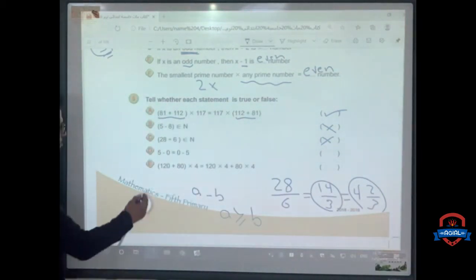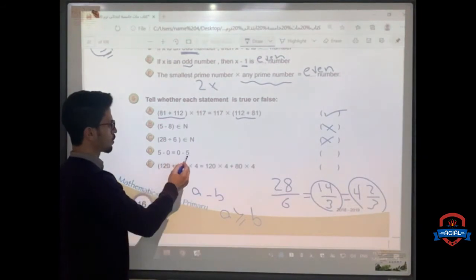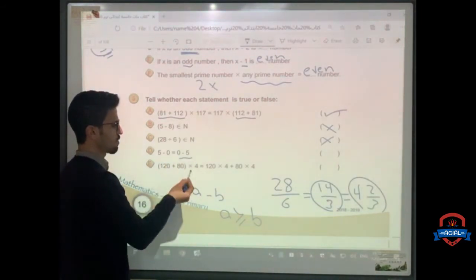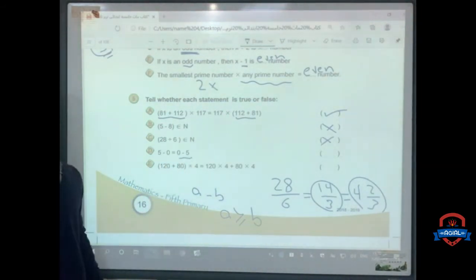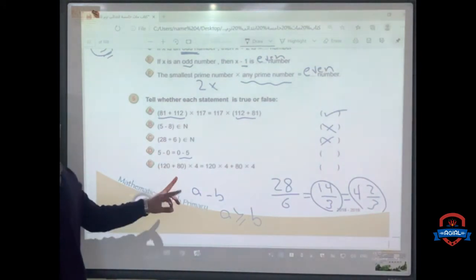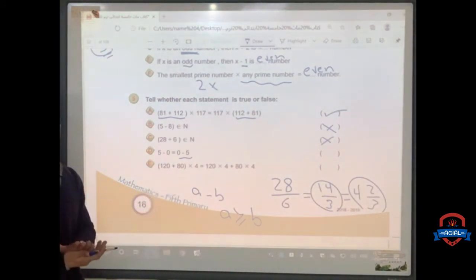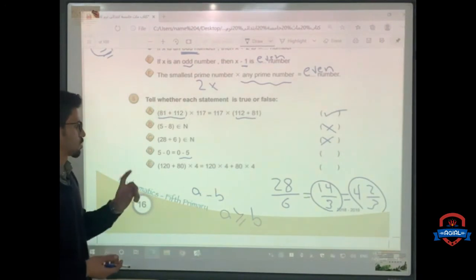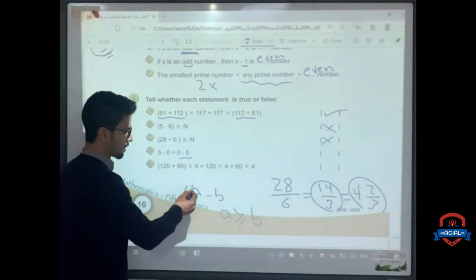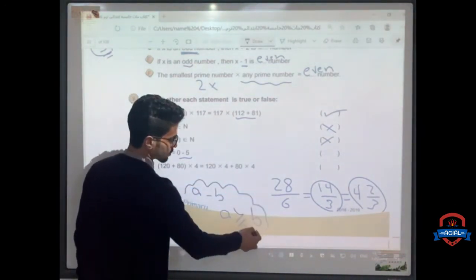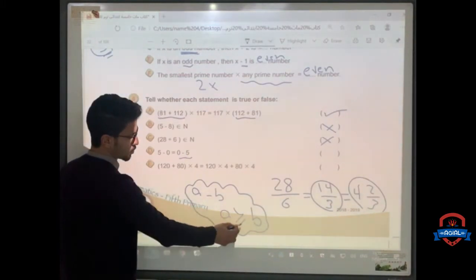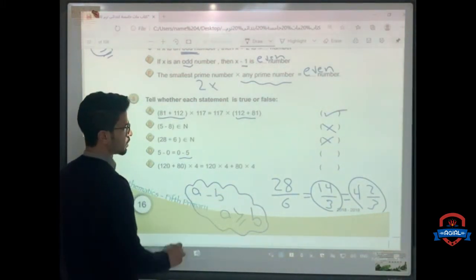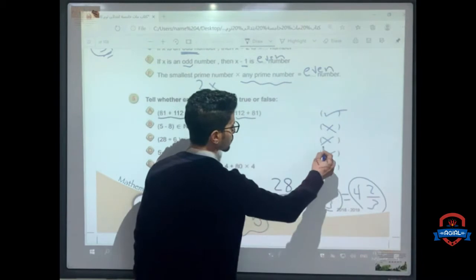And in letter D, we have 5 minus 0 equals 0 minus 5. No, this is false because there is no commutative property in subtraction, because we had studied that if we need to subtract a minus b, a should be more than or equal to b. So this is a false statement.